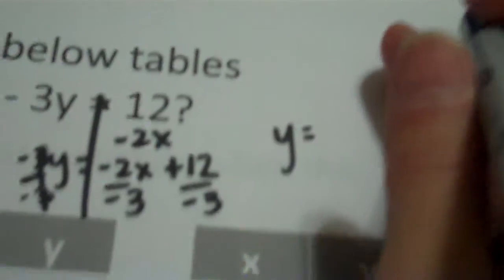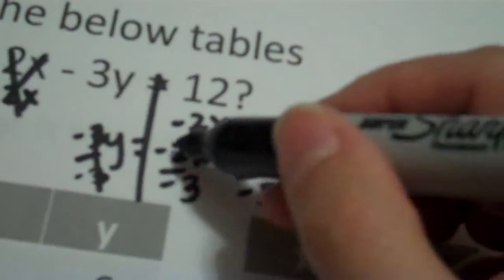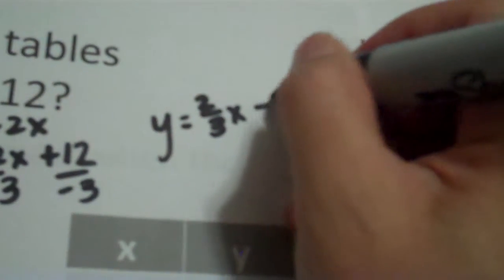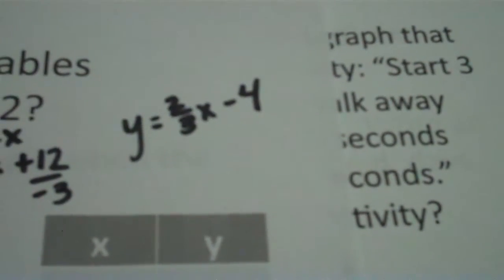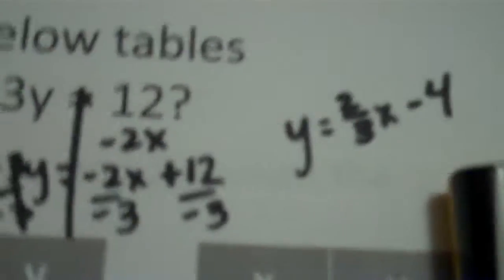Okay? Negative 2 divided by negative 3, I'll just let you know is going to be a decimal, and then it'll turn into 2/3 x, because a negative and a negative is a positive. And then 12 divided by negative 3 is going to be minus 4. Okay? So 2/3 x minus 4. Alright, so we need to figure out which one of these matches. Okay, so here's how we're going to start to do that. We're going to go to y equals, and we're going to type that in. 2/3 x minus 4. So we got it right there.